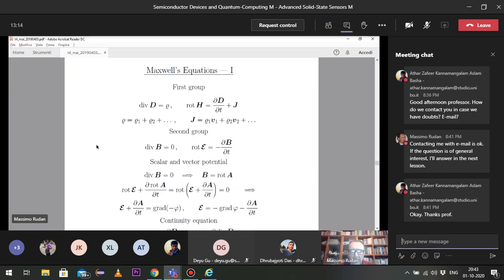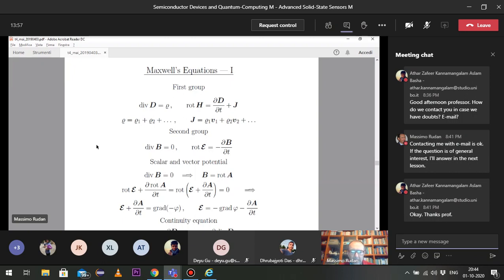The second group of equations in the Maxwell equations are the divergence of the magnetic induction B equal to 0, and the rotational of the electric field E equal to minus the time derivative of the magnetic induction. These two equations do not contain the sources of the field, and they constitute relations among the components of the field.